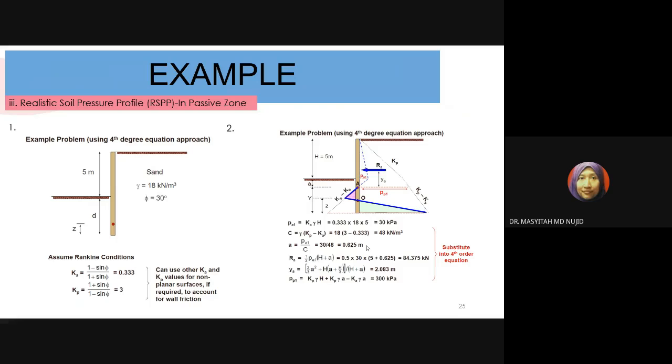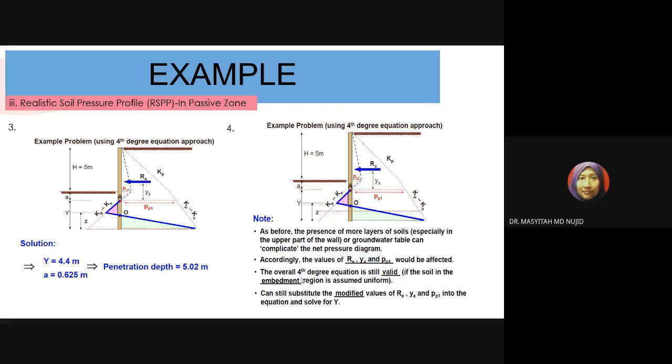Okay, this is an example of the realistic soil pressure profile. So similar case, similar soil conditions. Now we have the D, and we also have the Z. You draw the pressure profile diagram. Then you calculate the active pressure. You calculate the C. You find the A, and then you get the resultant thrust here. Find the Ya, and calculate the passive pressure, and then find the Ya and A.